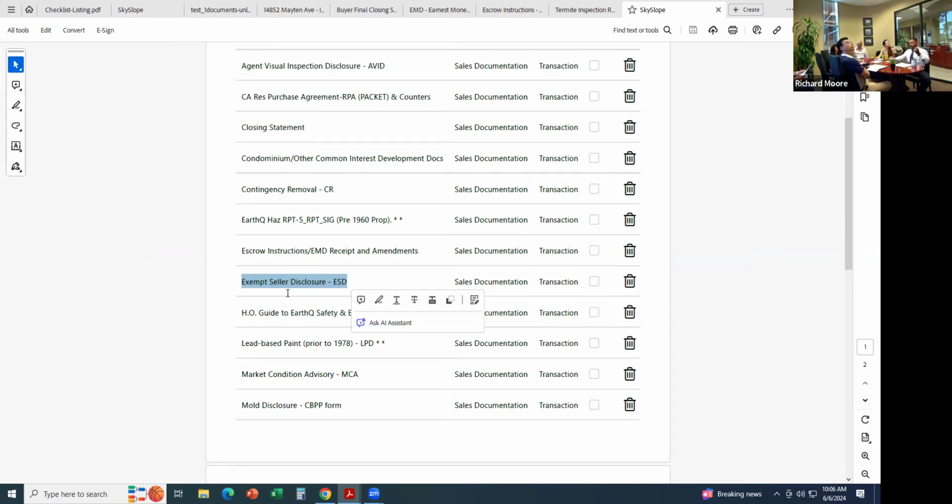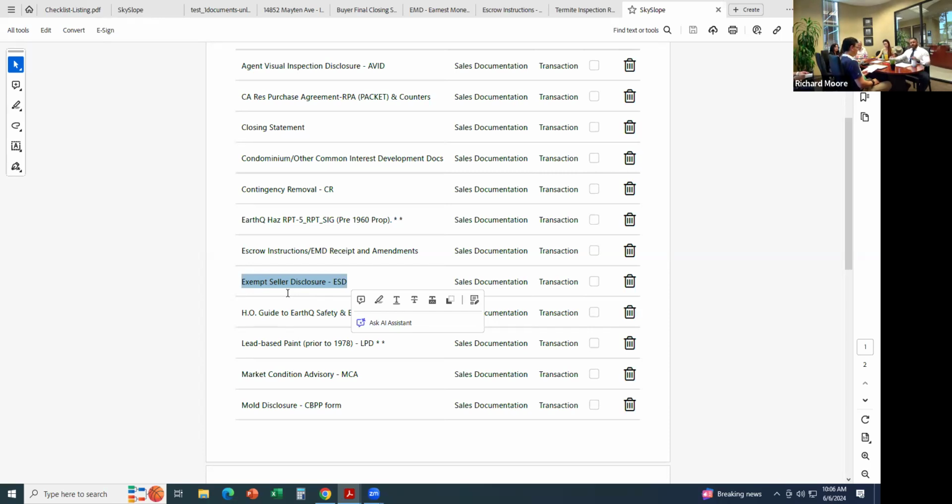So here's the other one where TDS is not required, and you're going to have the exempt seller disclosure. It's a very small percentage of transactions that do not require TDS, so you're hardly ever going to use this checklist. This is, for example, when a seller inherited the property, maybe the parents passed away, the children inherited the property, and they didn't live in it for the past 2 years. You're going to use this checklist because they don't know anything about the property. They haven't lived there in 2 years, right? So this is what you're going to use.